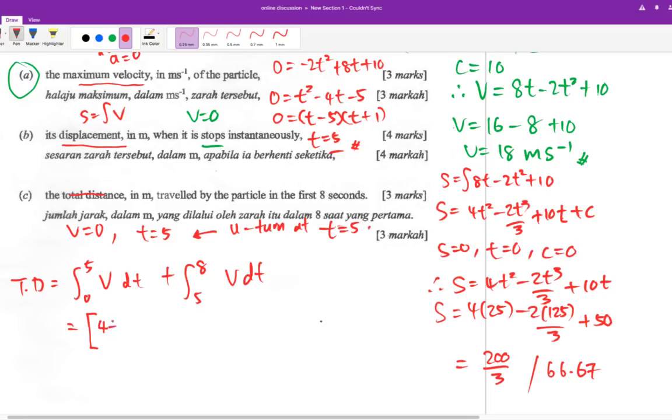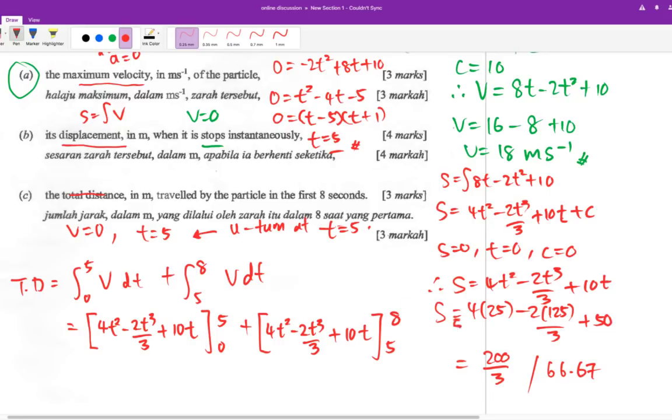Which is 4t squared minus 2t cubed over 3. This one is after you did the integration, evaluated from 0 to 5. Then I will do the same thing for this one: 4t squared minus 2t cubed over 3 plus 10t, from 5 to 8. We already substituted the 5 before, and you will get 66.67 or 200 over 3. Substituting 0, you will get 200 over 3 minus 0. I solved the first part, then I need to add the second part, where you need to substitute the 8 into it.